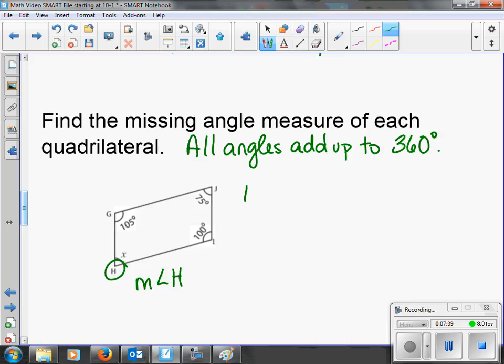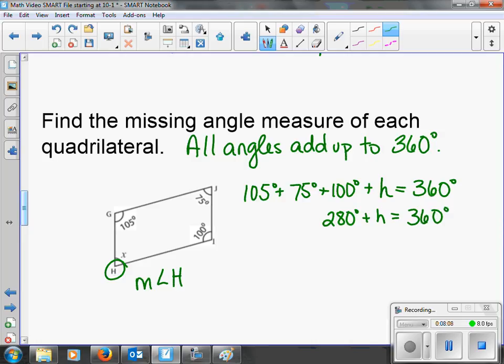Okay, so we would do 105 degrees plus 75 degrees plus 100 degrees plus whatever H is equals, it has to equal 360 degrees in this case. So there's going to be some adding. 105 plus 100, that's 205, plus 75 gives you 280, plus H equals 360.